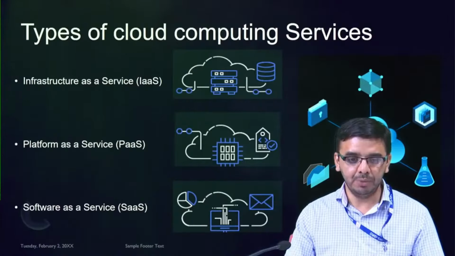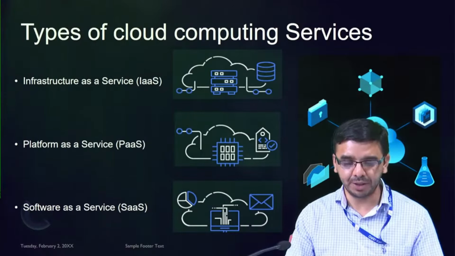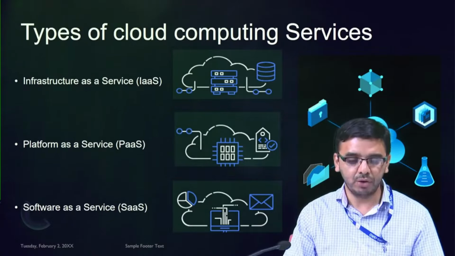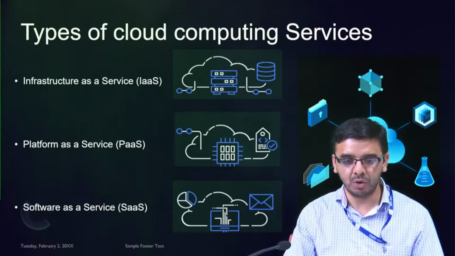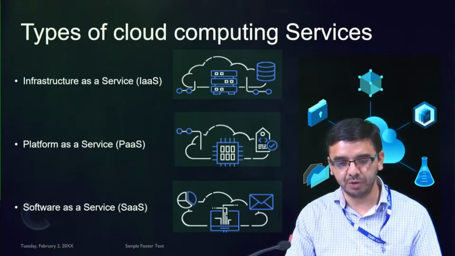Basically, if you see the types of cloud computing services, the types of services offered by a service provider are divided into three parts. One is called infrastructure as a service. In case of infrastructure as a service, we are buying all the hardware as a service from the service provider, but the management is done by ourselves. We will discuss it in detail next. The second type of cloud computing service is platform as a service, and the third is called software as a service.